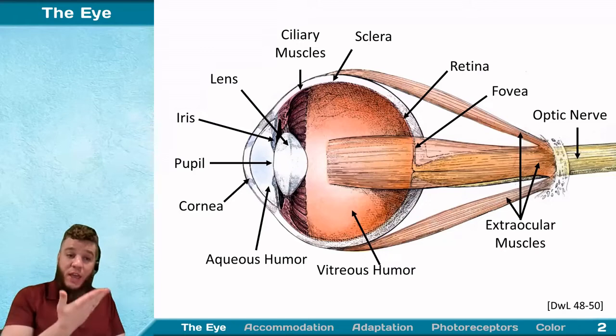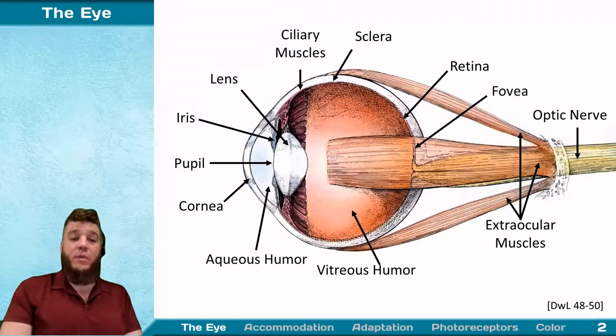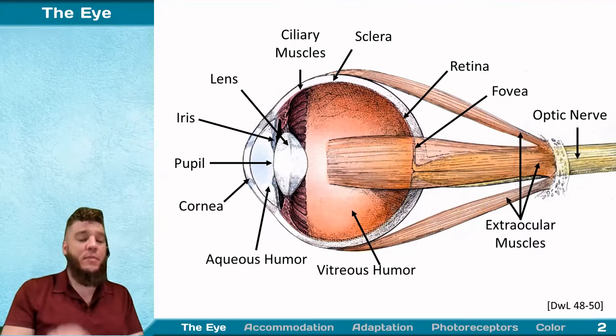We'll start with just a roadmap. So here are the various structures of the eye that we'll be discussing throughout the rest of this lecture. And I won't spend any time here because we're going to break this down in detail as we go along.